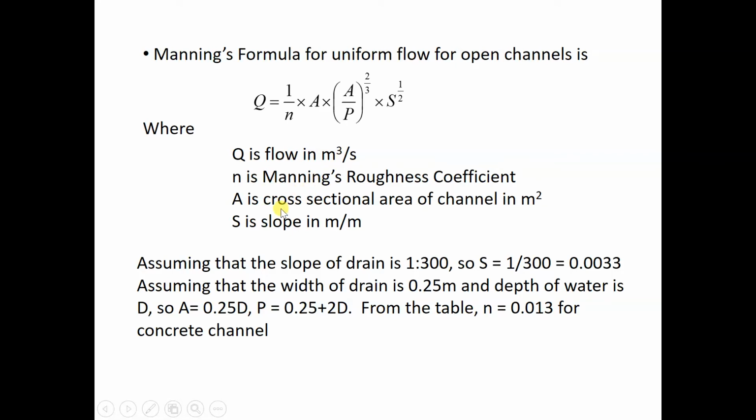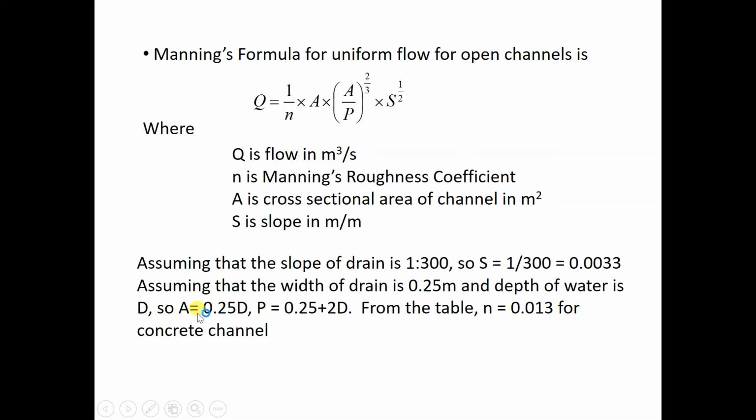Okay, so A is the area. S is the slope. So let's assume the slope is 1 in 300. So S is 1 divided by 300, in fraction is 0.033. Okay, the width of the drain is 0.25, and the depth of water is D.